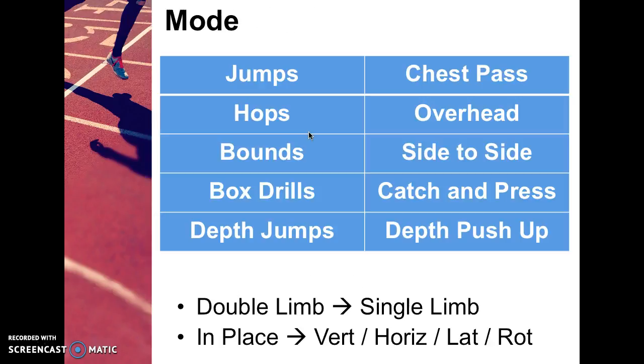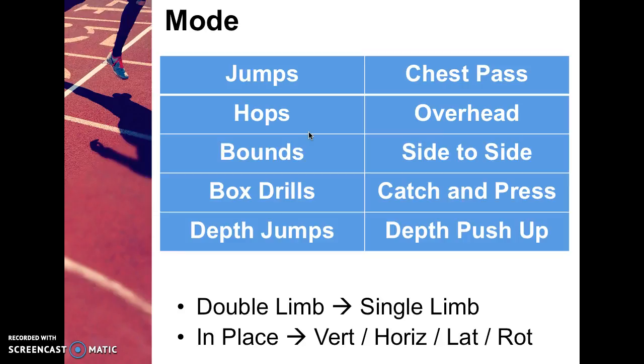Mode. How are we going to go ahead and do this? So what we have: depth jumps, box drills, bounds, hops, jumps, chest pass, overhead, side to side, catch and press, depth push-up. So we look at how we're going to sequence this, right? You heard me talk about sequencing a lot. Double limb, single limb, in place, vertical, horizontal, lateral, and rotational.